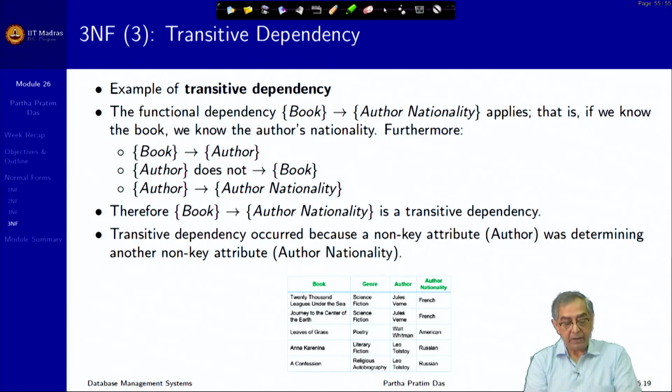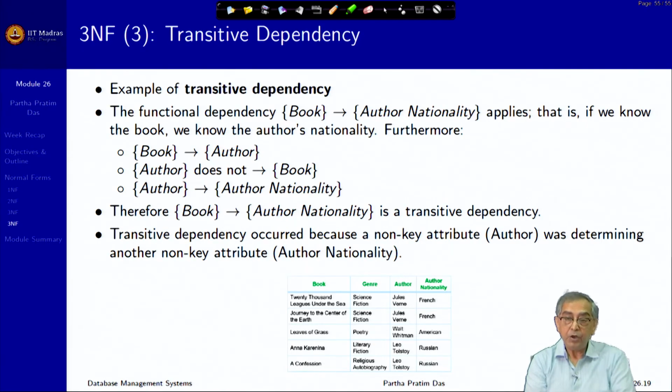So, an example: say you have a functional dependency that book determines author nationality, assuming that the books have one author, right, otherwise it will not hold. Book determines author and the author's nationality. So, what we can say is book determines author naturally. Author does not determine book, because the author may have written multiple books. Author does not determine book, but author determines author nationality. Right? The author will determine the nationality obviously. So, book determines author nationality is a transitive dependency.